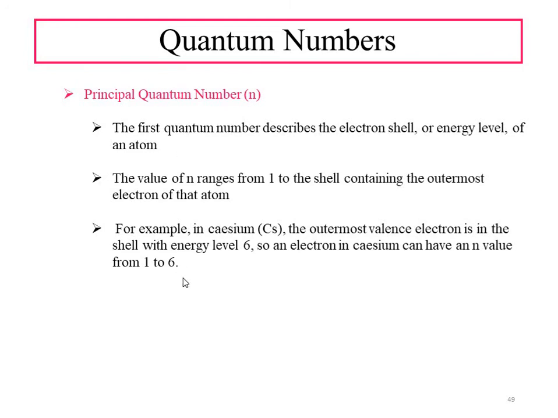The first one is the principal quantum number, which we have seen in the previous model, that is Bohr's model. It represents the electron shell or energy level of an atom. The value of N ranges from 1 to the maximum shell, which is the outermost electron of that atom. For example, cesium has 6 orbitals, so its value ranges from 1 to 6.